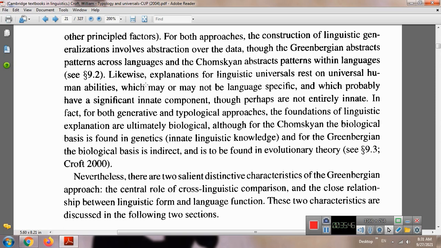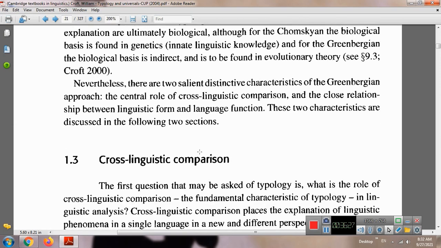Likewise, explanations for linguistic universals rest on universal human abilities which may or may not be language specific and which probably have a significant innate component, though perhaps are not entirely innate. In fact, through both generative and typological approaches, the foundation of linguistic explanation is ultimately biological, although for the Chomskyan, the biological basis is found in genetics, innate linguistic knowledge, and for the Greenbergian, the biological basis is indirect and is to be found in evolutionary theory.